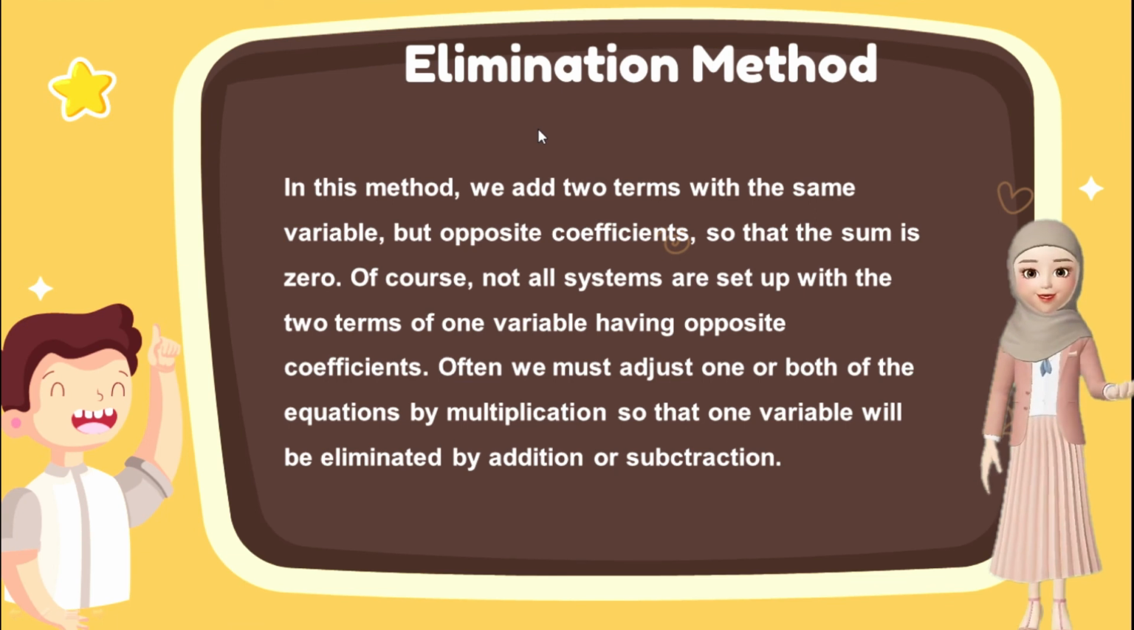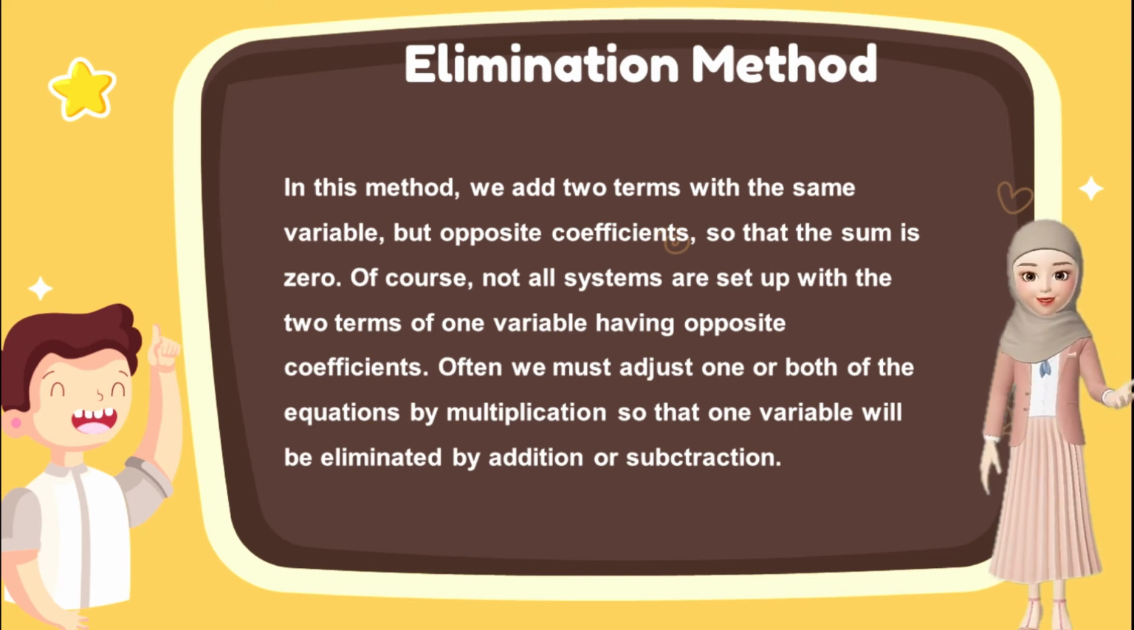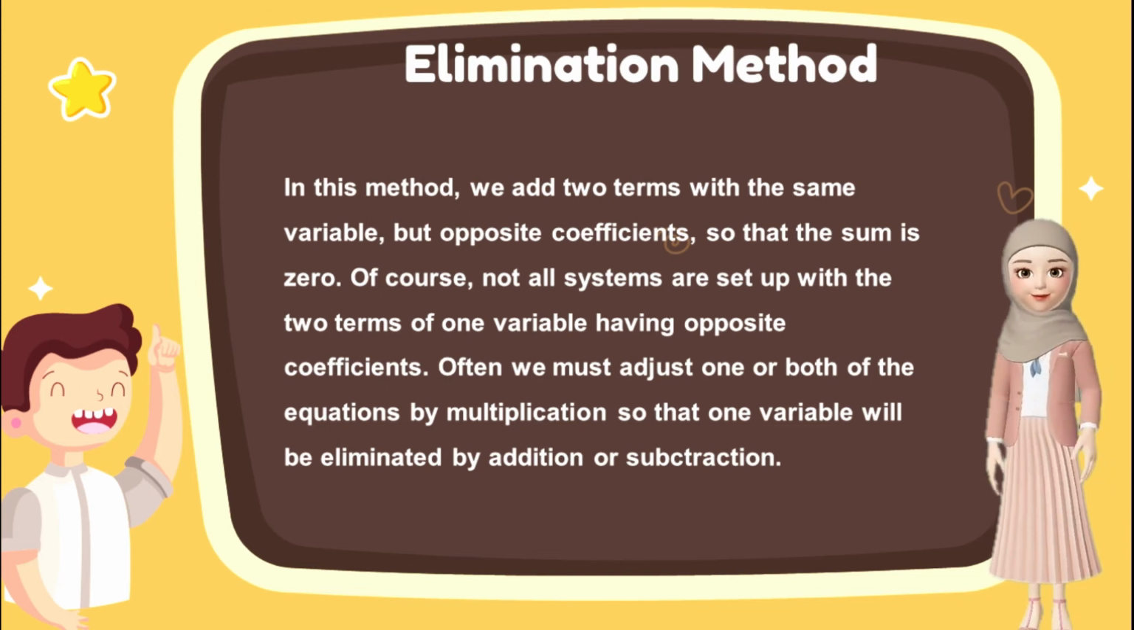Elimination method. In this method, we add two terms with the same variable but opposite coefficients so that the sum is 0. Of course, not all systems are set up with the two terms of one variable having opposite coefficients. Often we must adjust one or both of the equations by multiplication so that one variable will be eliminated by addition or subtraction.